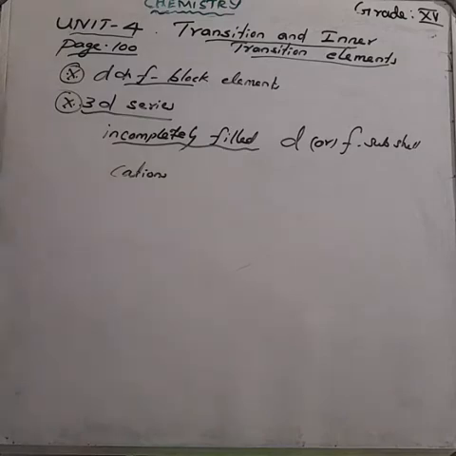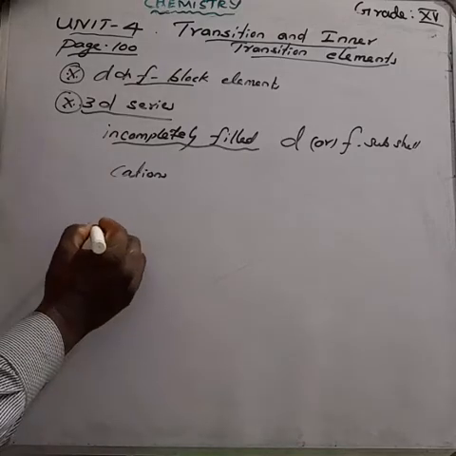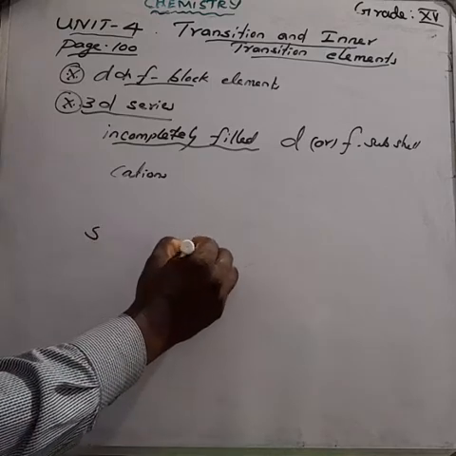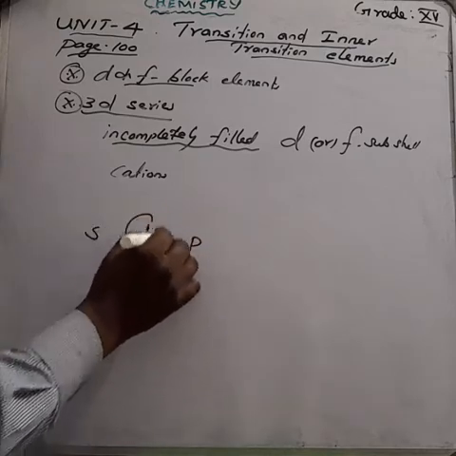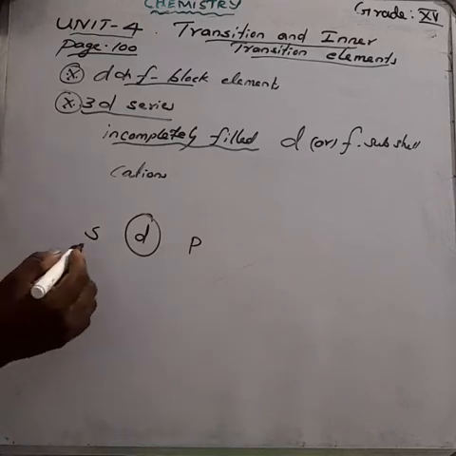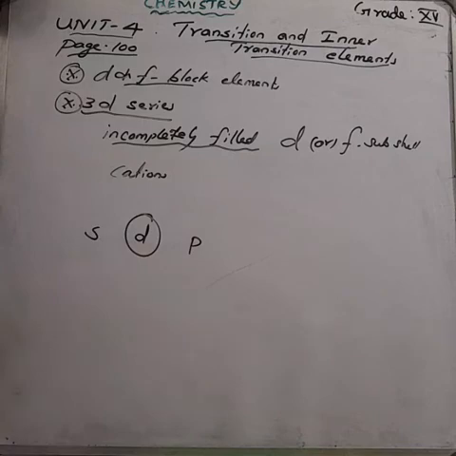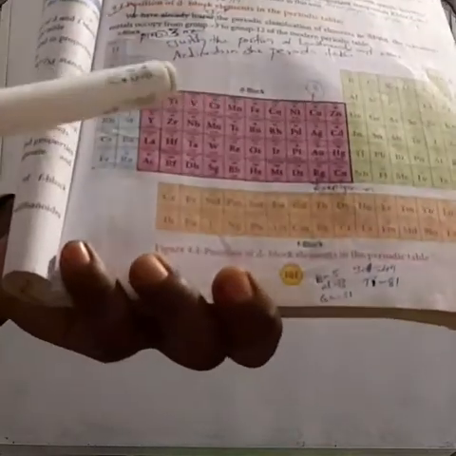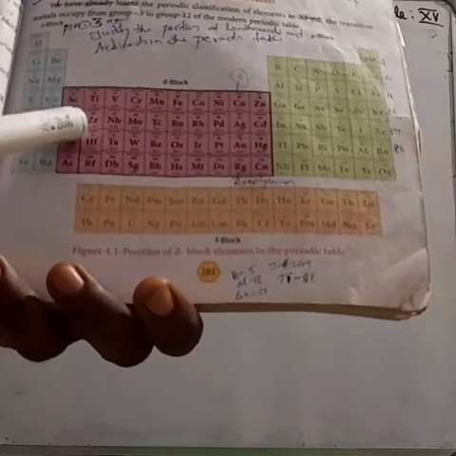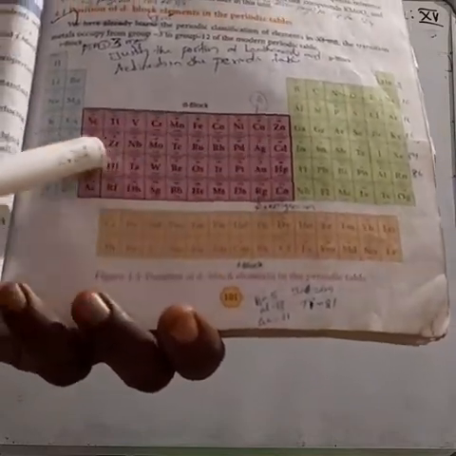Here the central position of the periodic table between the S and P block elements, they are occupied. The transition elements are occupied the central position of the periodic table. Please just to see the periodic table, page number 101. The transition metals, the periodic classification having there, the transition metals are occupy the central position.